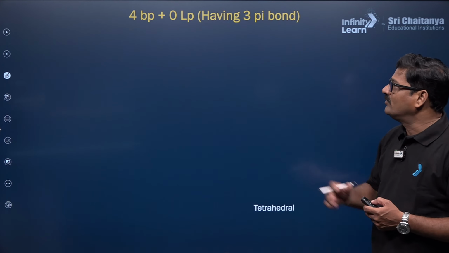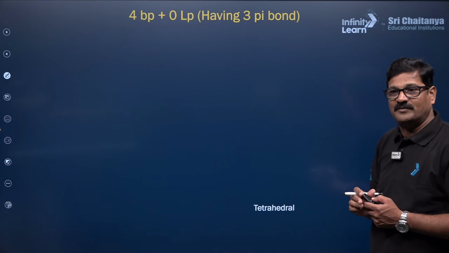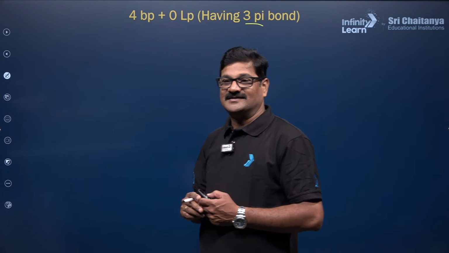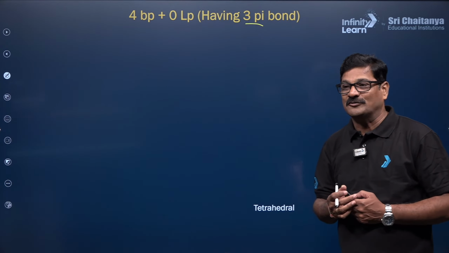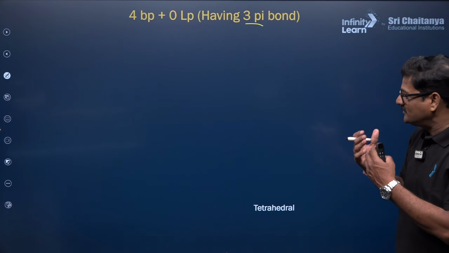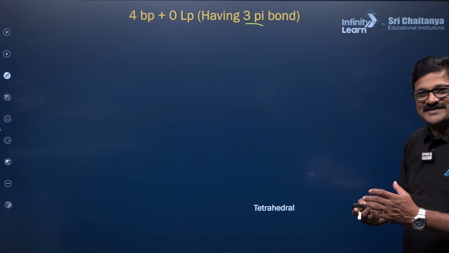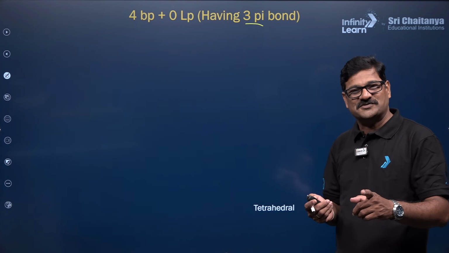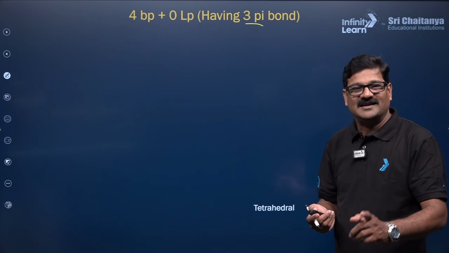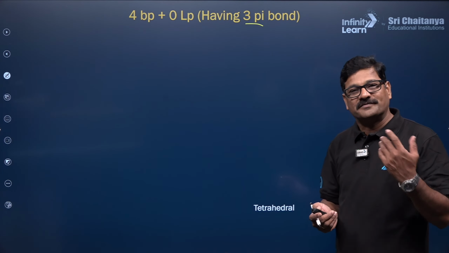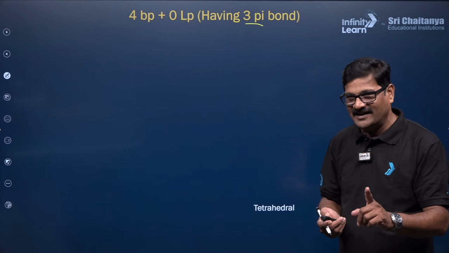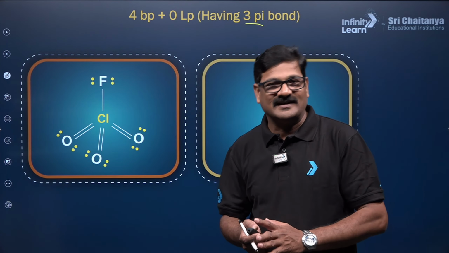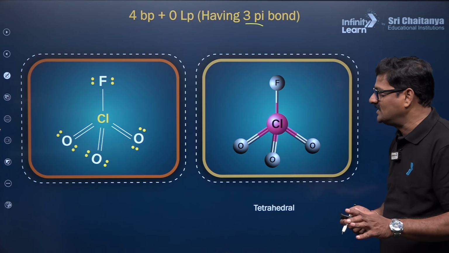Moving ahead, 4 bond pairs, 0 lone pairs, and having 3 pi bonds. Having 3 pi bonds, can you guess a molecule? We are going to learn the examples in such a way that weird examples we are getting, but all are there in the chemistry textbook, in the NCERT, and there is no need to say it is out of syllabus. If it is given in the NEET examination as it is there in the NCERT, it will be given in the NEET examination, no doubt about that.